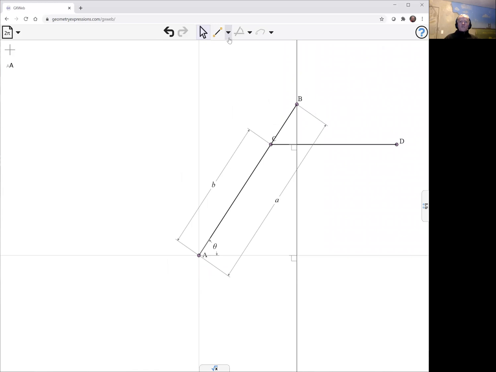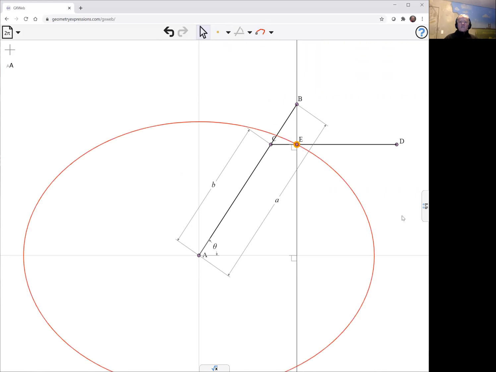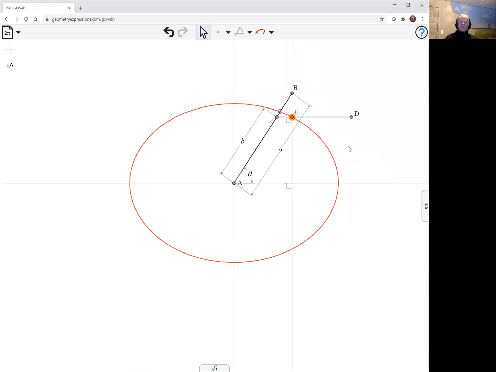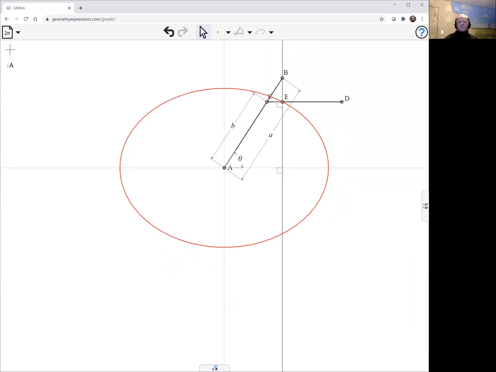Okay, so the thing that's our pen that's going to draw our ellipse is there at that intersection. And if we now create the locus, as theta varies, we have what certainly looks like an ellipse. Let's check that it is.